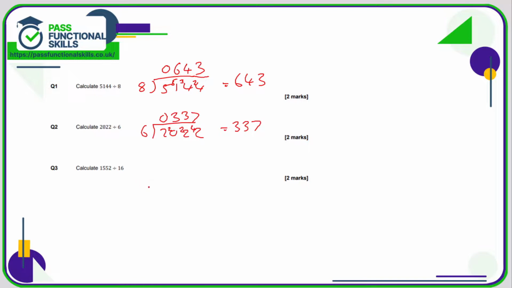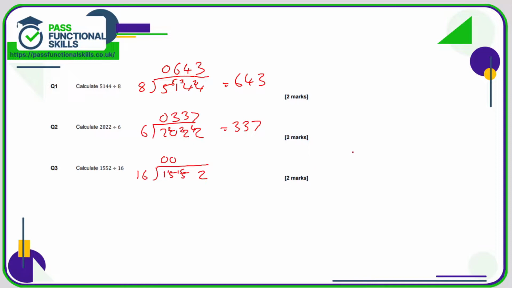Right, question 3. This is a little bit horrible, perhaps. There's two ways you could do it. You could just struggle through by just seeing how many 16s go into 1552. 16s into 1, don't go, carry the 1. 16s into 15, don't go, carry the 15.